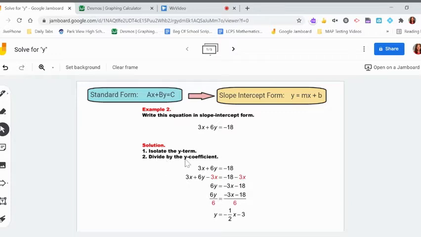Okay, once you have the x term on the opposite side, your last step is going to be to divide by the y coefficient. So the number with y is 6. Now I'm going to divide both sides by 6. That makes these two cancel, leaving me with just y. On this side, I divide both coefficients by 6. Negative 3 divided by 6 is negative 1/2 x. And then negative 18 divided by 6 gives me negative 3. So that takes my standard form and transforms it into slope-intercept form.